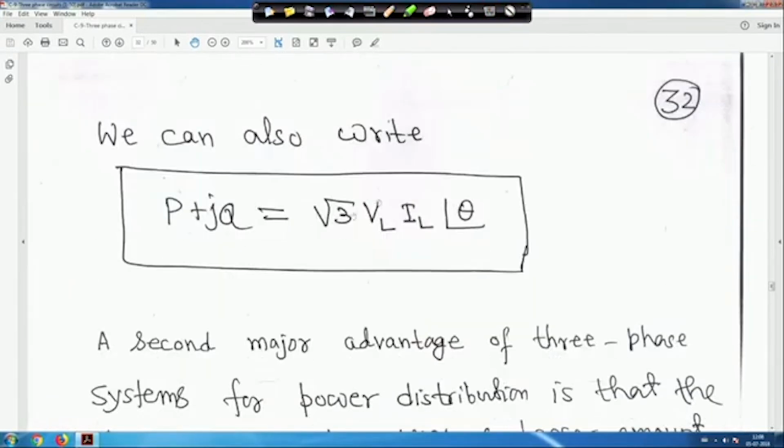Now we can write P plus jQ equal to root 3 VL IL angle theta. Then if you expand it, it will be root 3 VL IL cos theta plus j root 3 VL IL sin theta. Therefore P is equal to root 3 VL IL cos theta and Q is equal to root 3 VL IL sin theta. So we can write like this also, right.